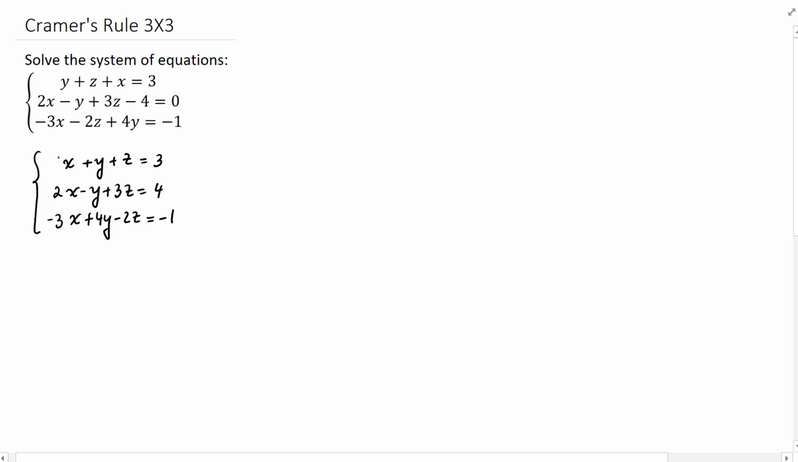Now I'm also going to put 1 in front of the variables that don't have any number, because that's the actual value that we have, just to emphasize that the coefficients of x are 1, 2, negative 3. The coefficients of y are 1, negative 1, 4. The coefficients of z are 1, 3, negative 2. And the constants are 3, 4, and negative 1. So now, using Cramer's rule, we are going to calculate our first determinant.